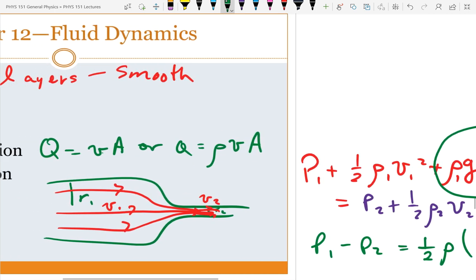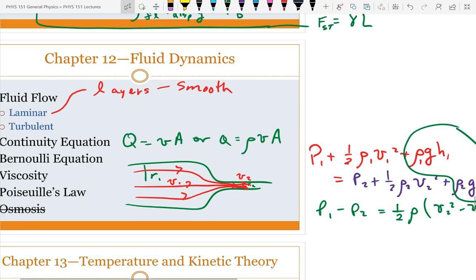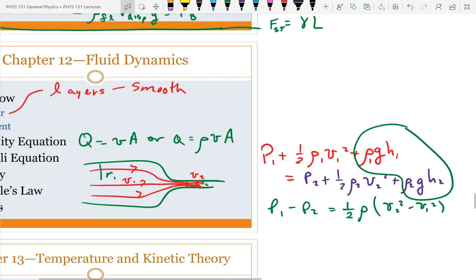On which side do I have a higher pressure then? Do I have a higher pressure on the side where it is big and going slow, or on the side where it's small and going fast? The higher pressure is where it's going slower. When it goes faster, the pressure goes down.